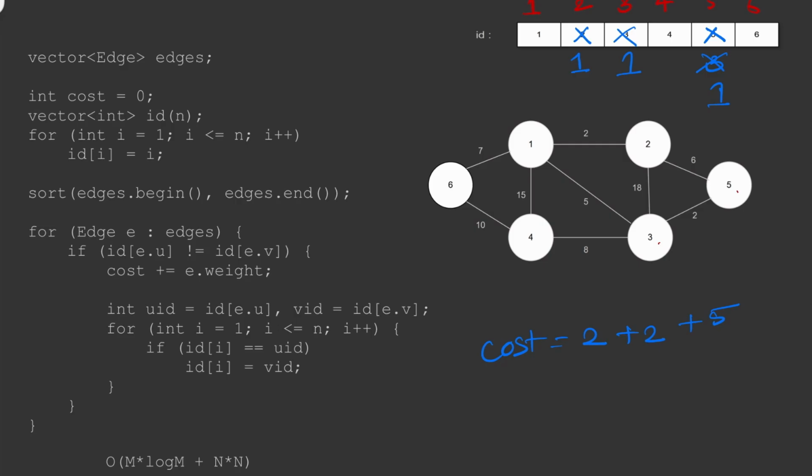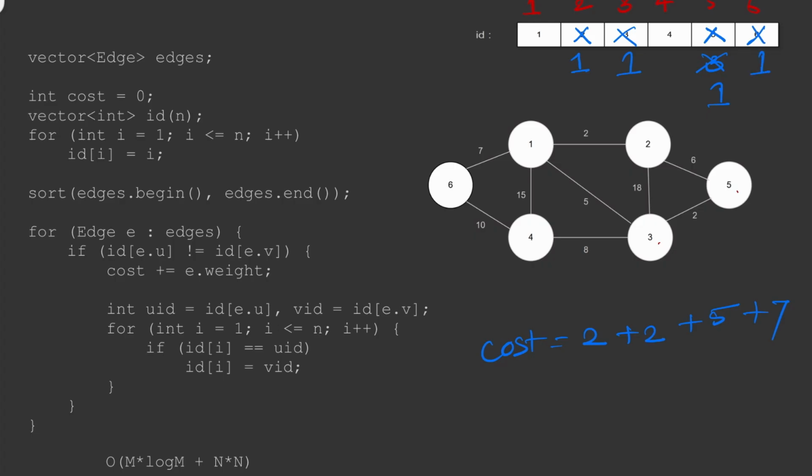Now let's take the next edge, which is 6. 2 and 5 already have the same ID, so we are not going to take this one. We'll ignore it because it would create a cycle and we don't want a cycle. Then let's take the edge connecting 1 and 6, which is 7. 6 has its own ID, which is 6 as of now, and 1 has ID 1. That means these two reside in two different sets. So we need to take this edge and combine them. We take this edge 7 and update the ID of 6 to 1.